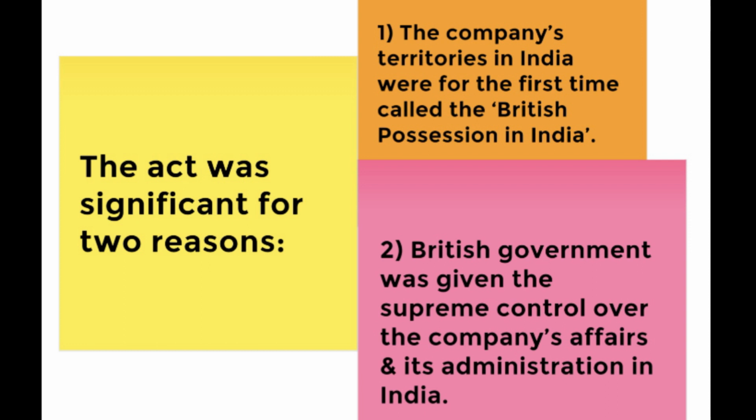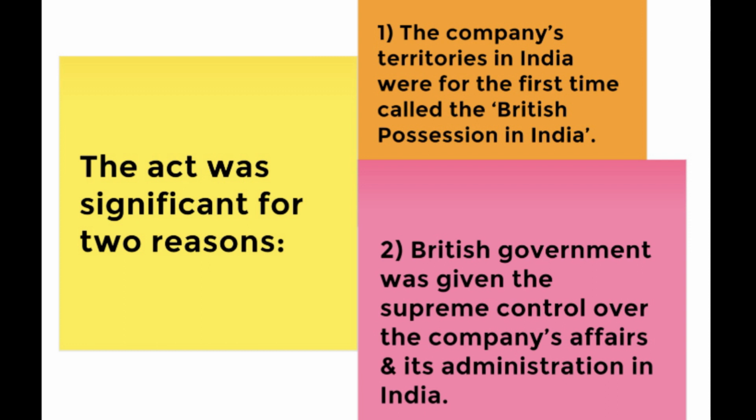So at the end of the day, the act was significant for two reasons. First, the company's territories in India were for the first time called the British possession in India. They accepted that there are territories of the British in India and these territories will be called a British possession in India. And second, with this act the British government was given supreme control over all the affairs of the company as well as its administration in India. So in short, now the company is more precisely controlled by the British government through this act.